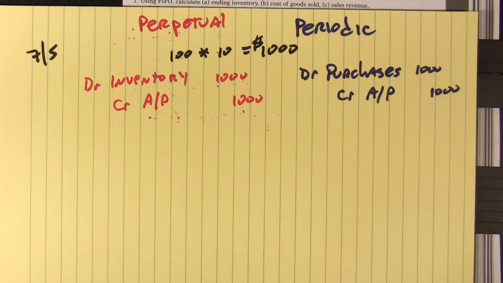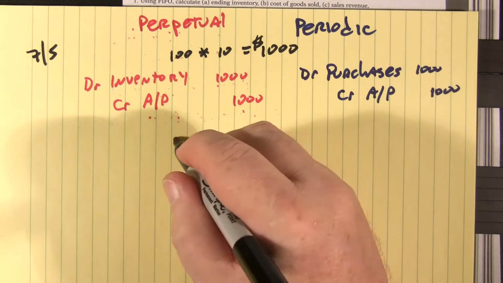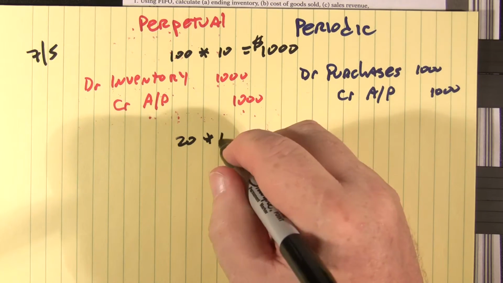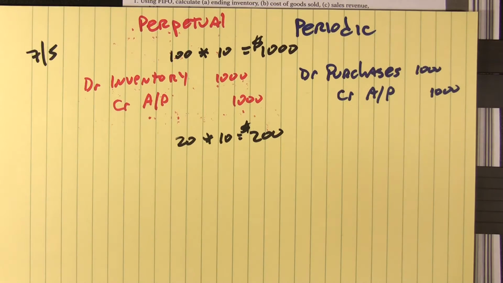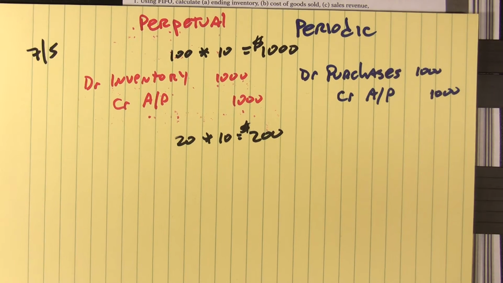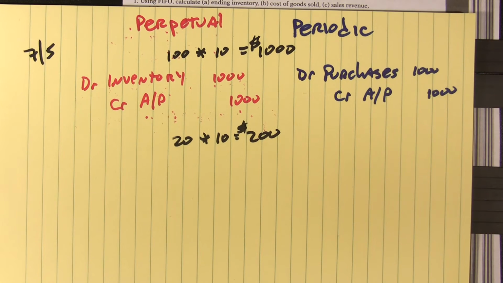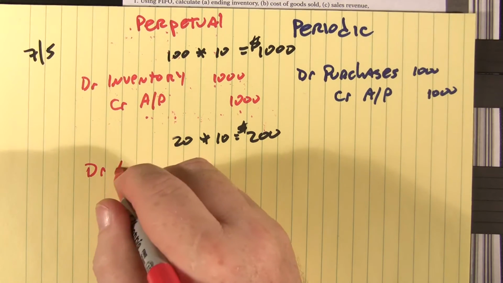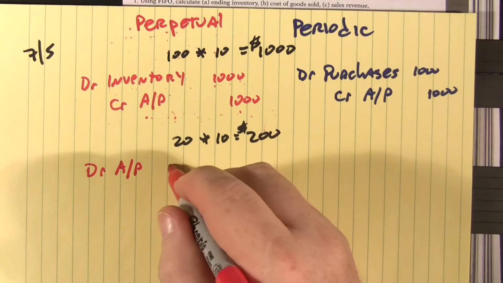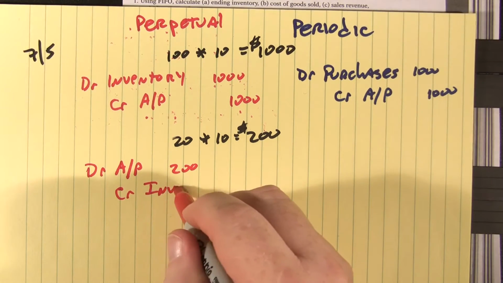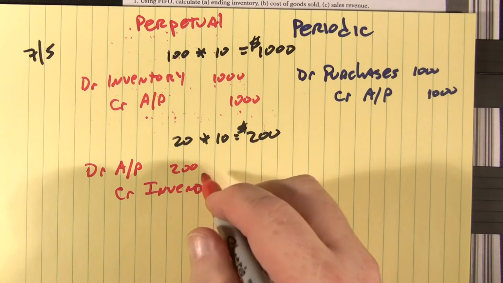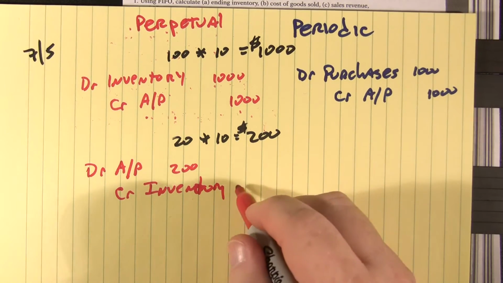Then on the 9th, they send some units back. They send 20 units back, and those 20 units cost us $10 each. So we're sending back $200 worth of inventory. So under the perpetual inventory method, what we would do is debit accounts payable, because we certainly don't owe them for that anymore, and credit inventory, because we now have that much less inventory.